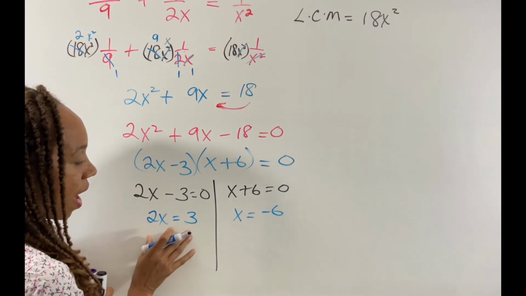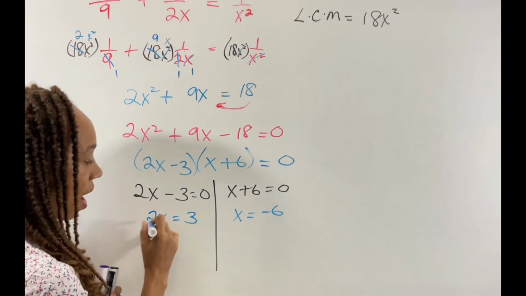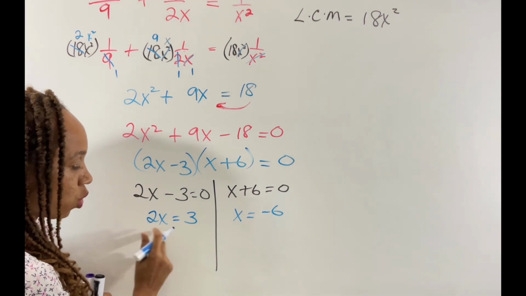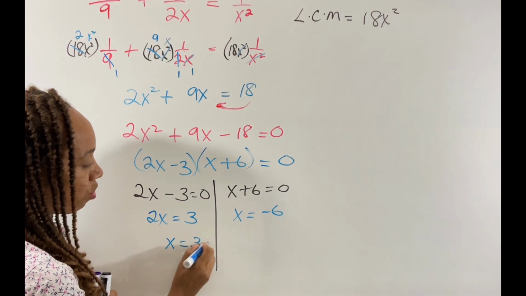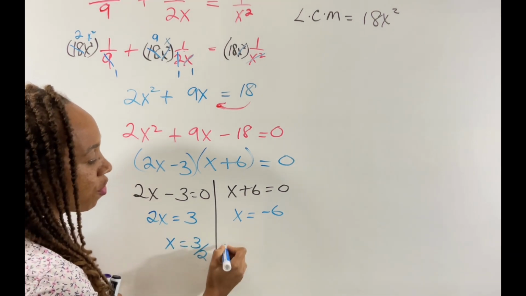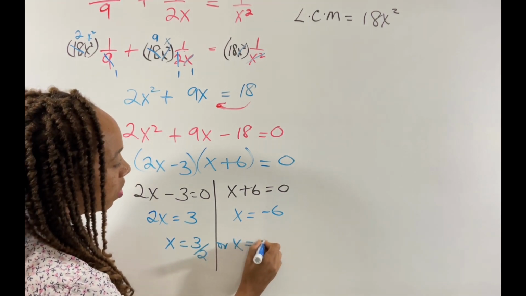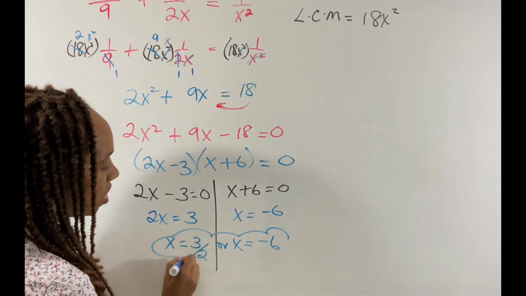Now you have 2x equals 3 here. You have to divide everything by 2, and you will end up with x is equal to 3 over 2, or 1.5, or x is equal to negative 6, and that would be your answer.